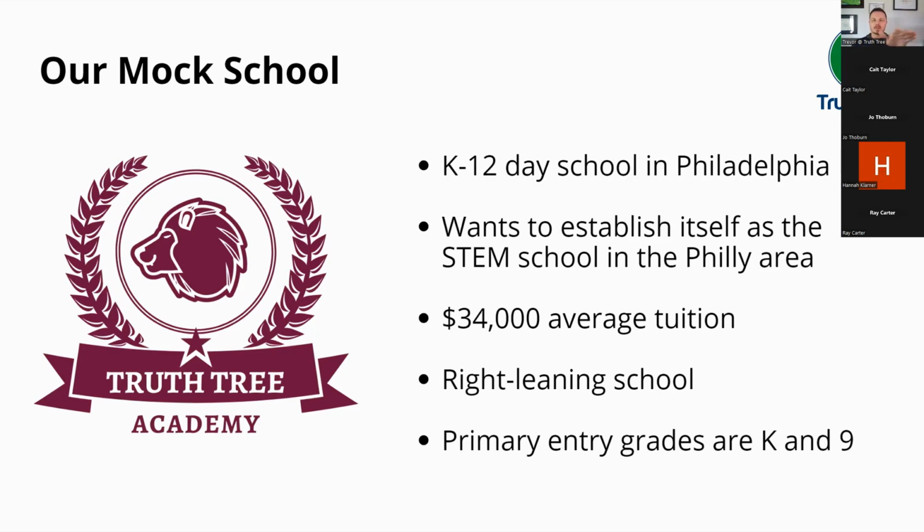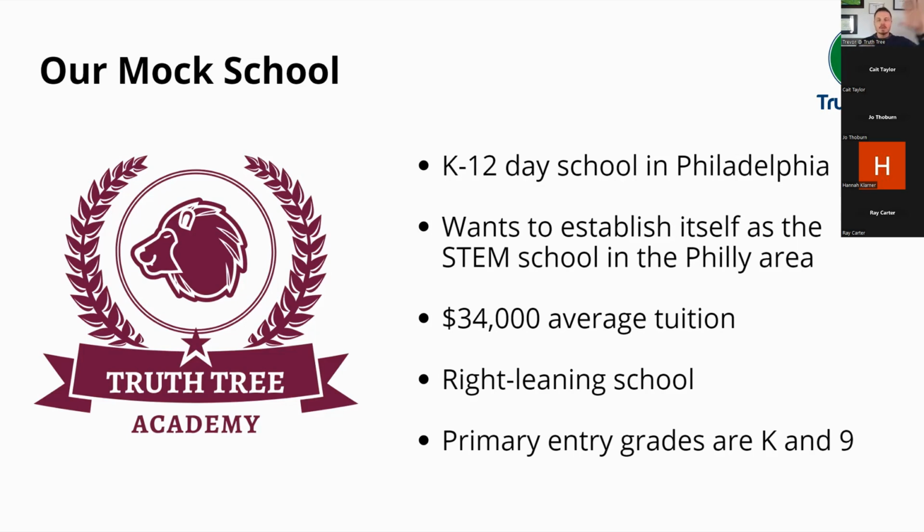Now, their average tuition, because they're K-12, is $34,000. They're slightly right-leaning, not too far right-leaning. So we've got to keep that in mind when we think of the ethos of the school and how it's going to translate into a TikTok. And their primary entry grades are K to 9.